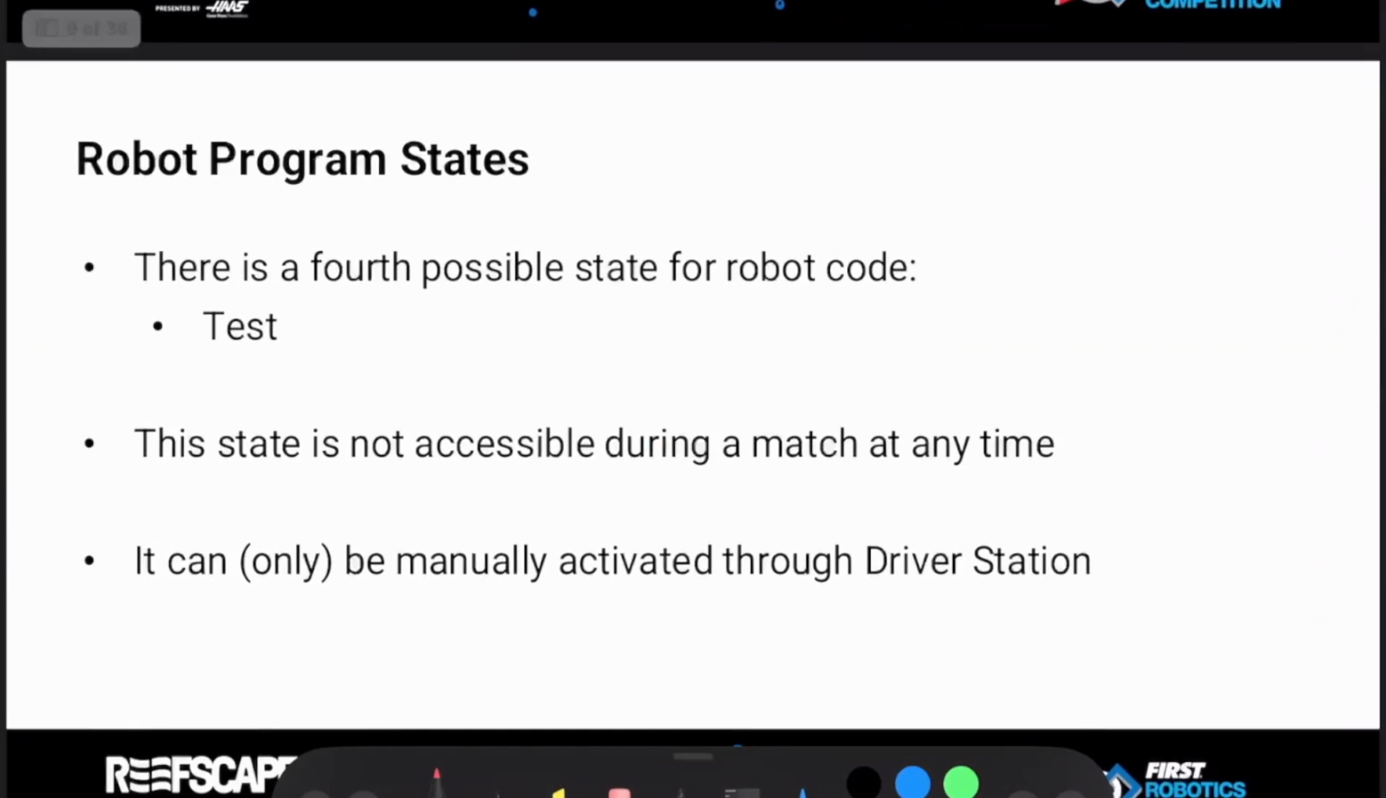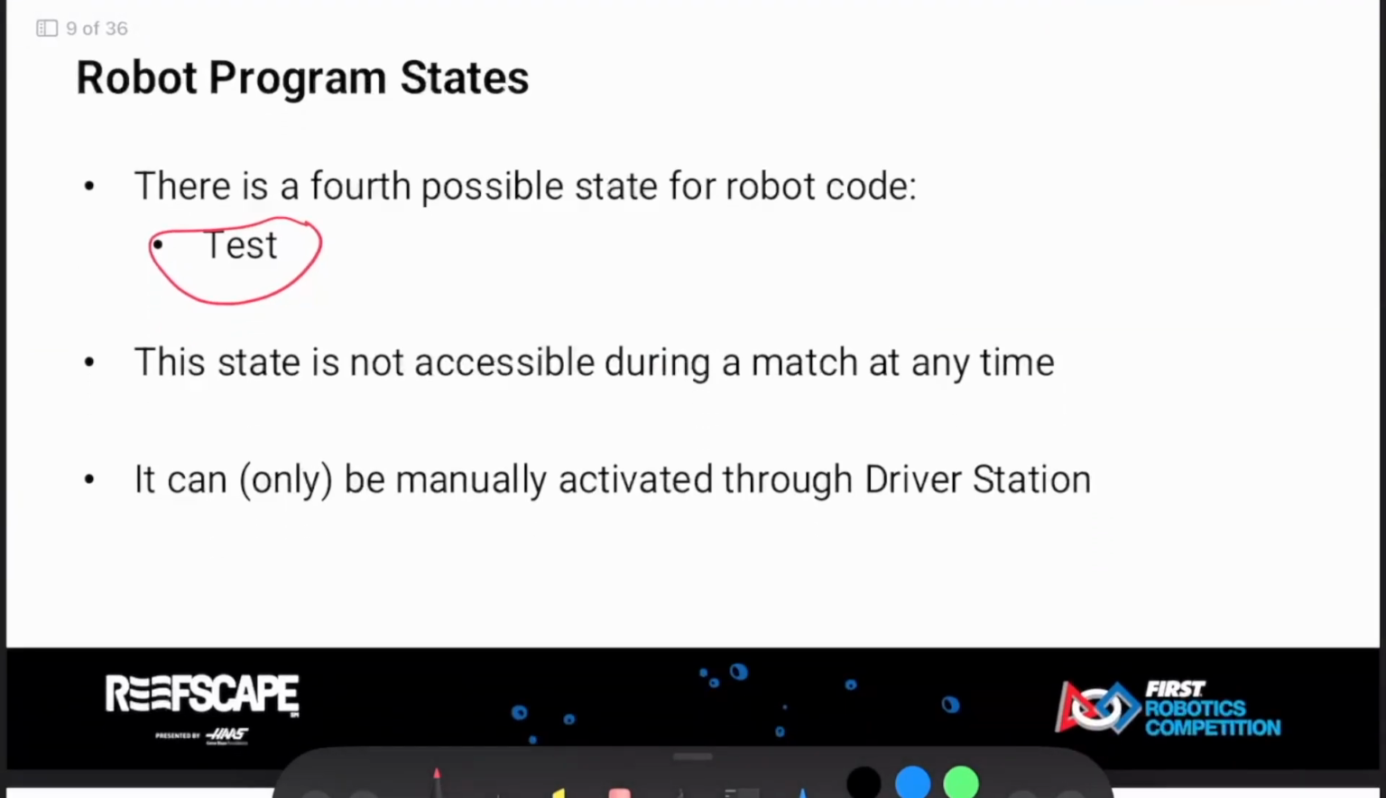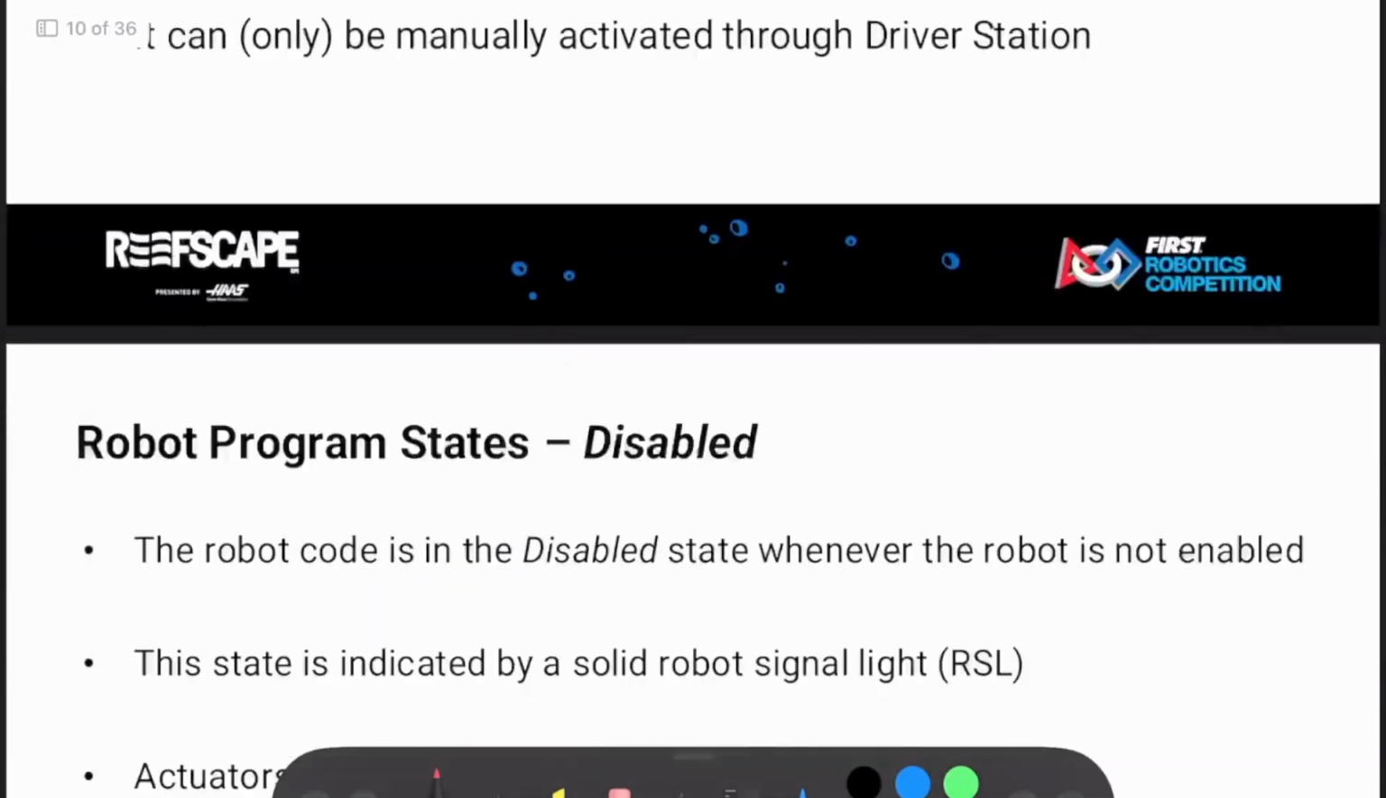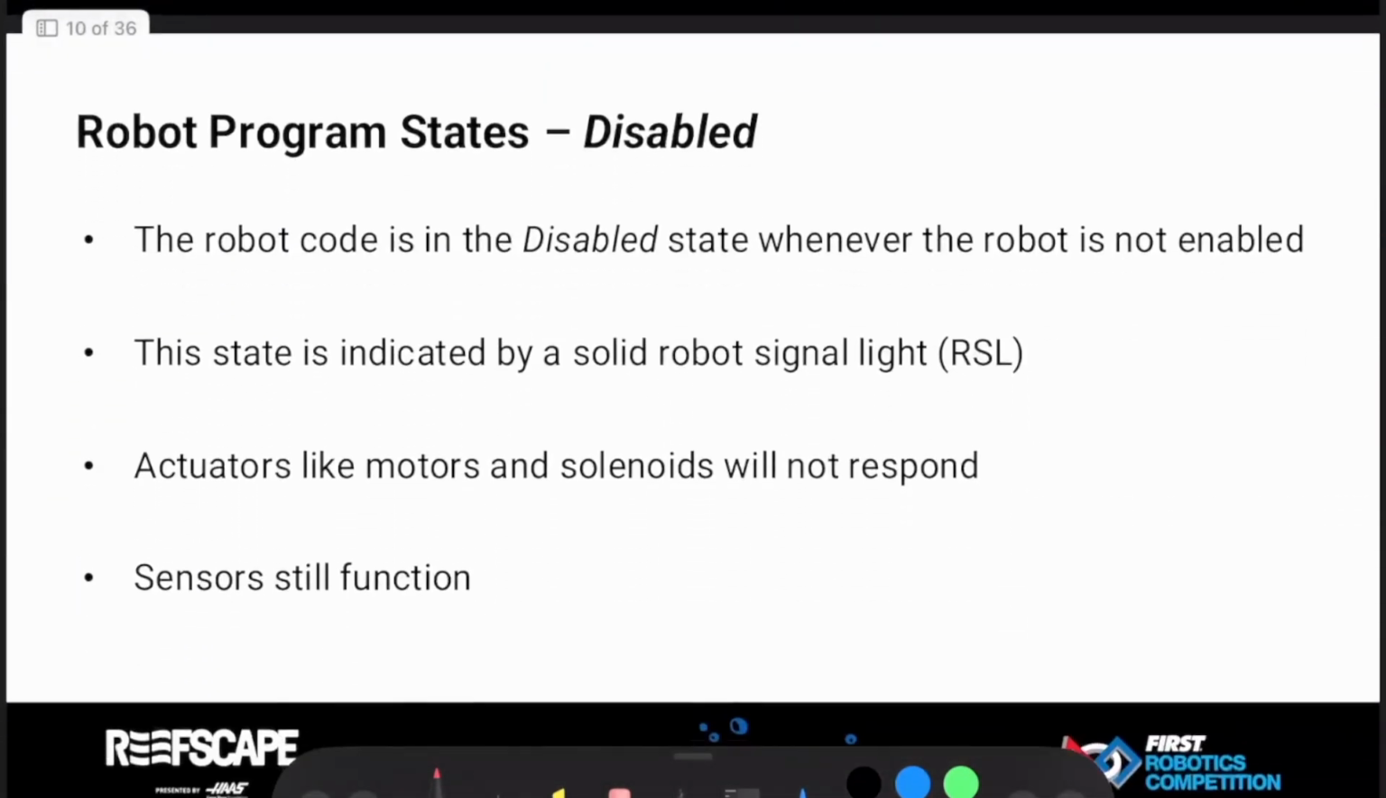Now there is a 4th possible state called test. Test is a special state where you're just testing code, and we'll talk about that. It is not happening during a match. So let's talk about the disabled state. The disabled state is when the robot is not enabled. So the code is actually running, but the robot's not doing anything.